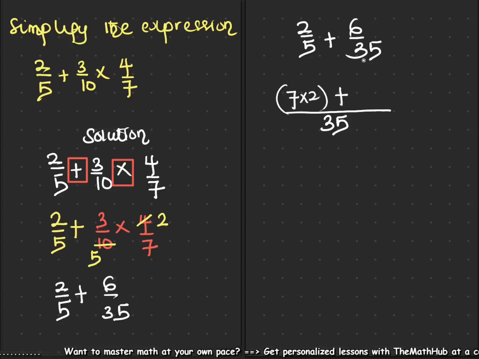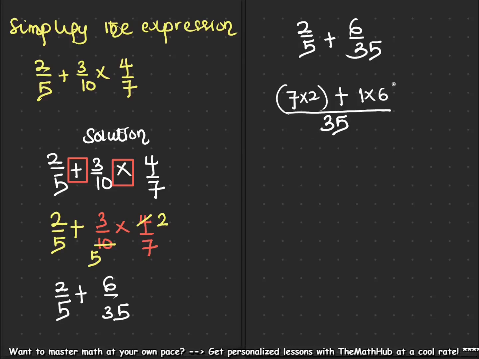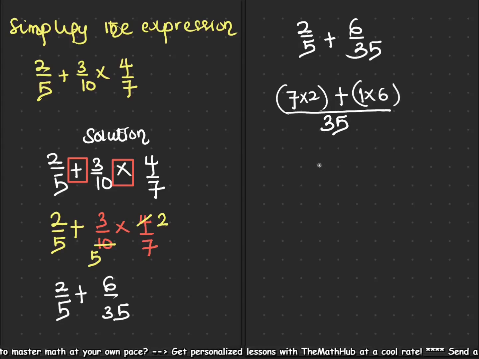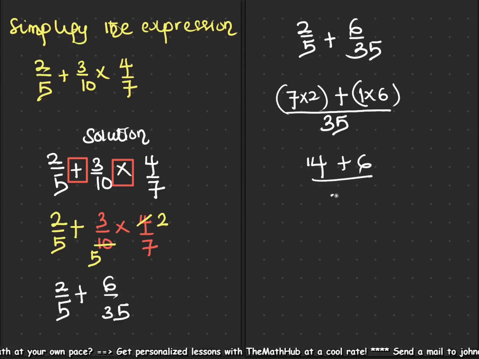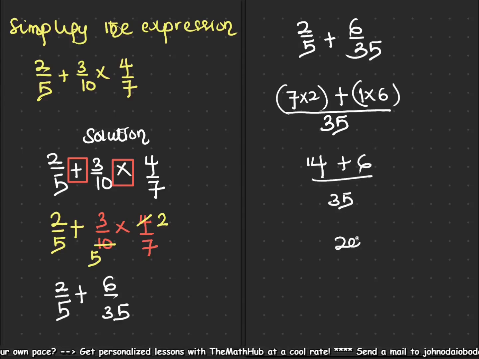Then plus, 35 divides 35 how many times? Once. 1 times 6 gives us what? 6. So let's do our evaluation. 7 times 2 actually gives us a 14 plus 1 times 6, which gives us a 6, all over 35. 14 plus 6 gives us what? 20.